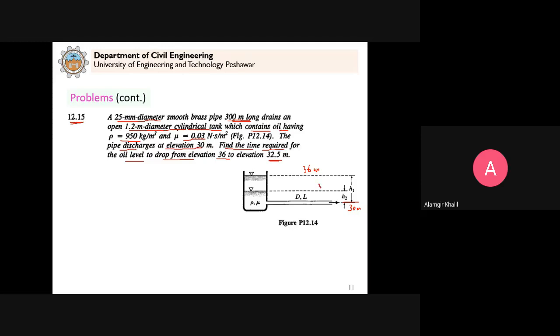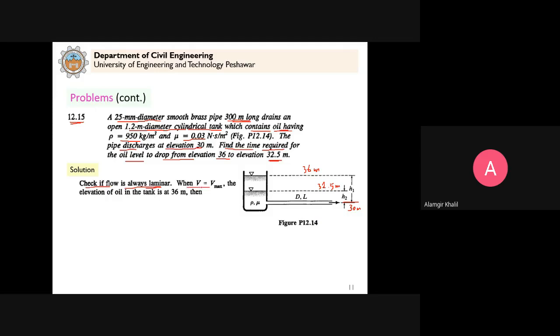So let's say this is 32.5 meter. So this is the question. So how to do it? First we check if flow is always laminar in this pipe, because now we are dealing with oil. So first we need to check that if flow is laminar, which is flowing through this pipe.